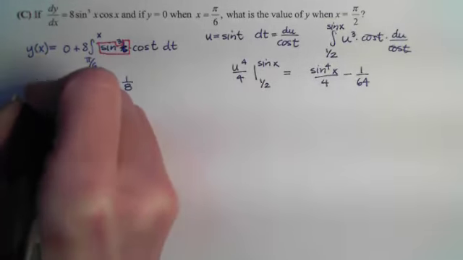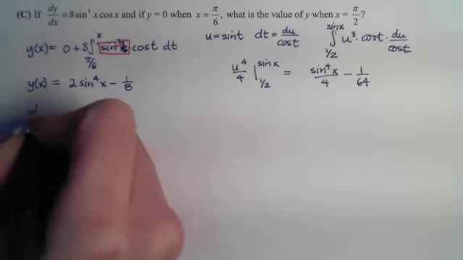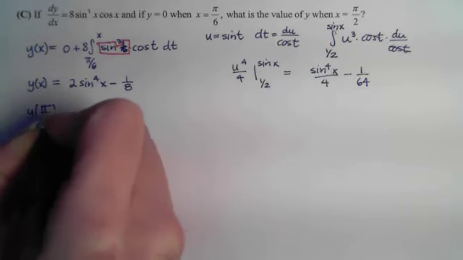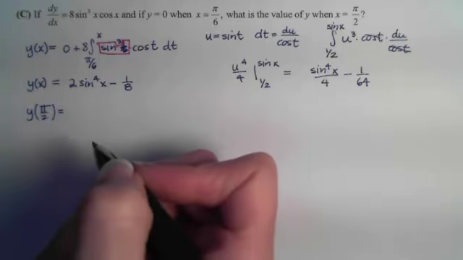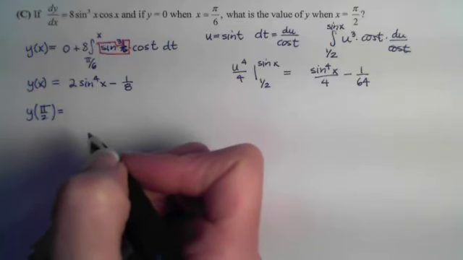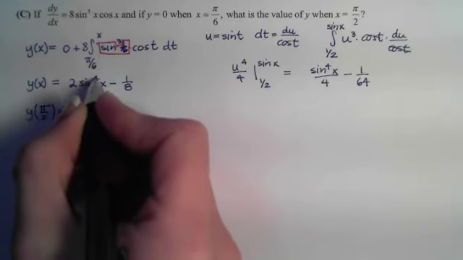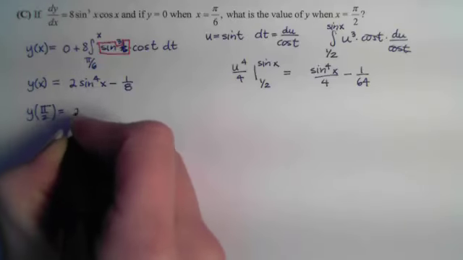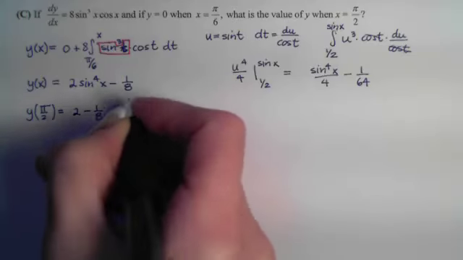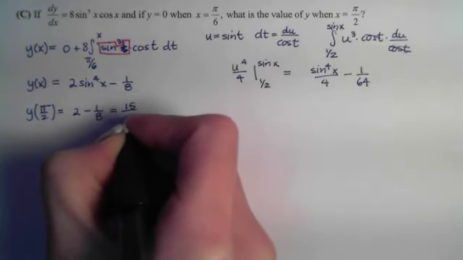I'm interested in what comes out of y when I plug in a pi over 2. Well, the pi over 2 is a 1 when I plug it into the sine. So a 1 to the 4th is still a 1, times 2 gives me a 2, minus an 8th, that's a 16/8 minus a 1/8 gives me 15/8.